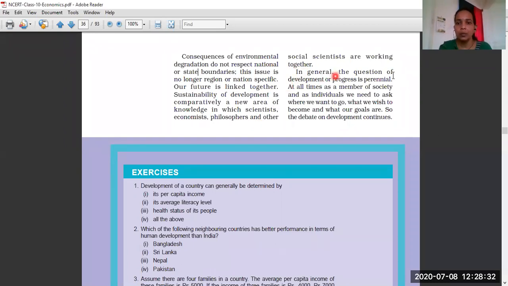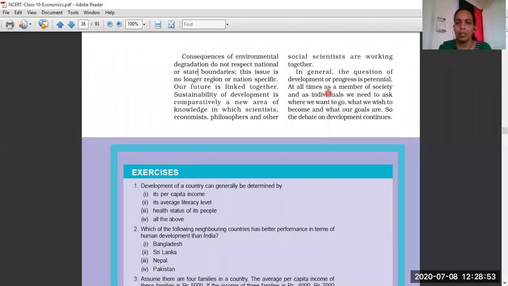In general, the question of development or progress is perennial. Perennial means it continues, as opposed to seasonal. In the third lesson of geography, we studied the term perennial in the drainage system. The question of development or progress will continue.